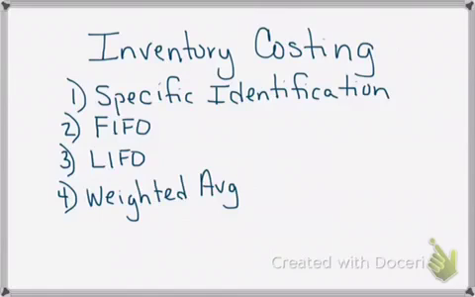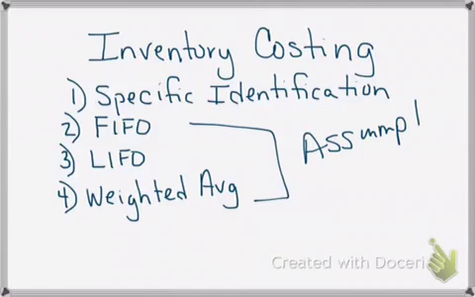Our other three methods are assumptions, so it doesn't follow what's actually happening. It is just our cost flow assumptions. Now we have FIFO, we have LIFO, and we have weighted average. FIFO means first in, first out. It is the one that most closely shows what actually happens in a store. Generally speaking, the first goods that come in are the first goods that go out. So it does follow the actual physicality of what's happening.